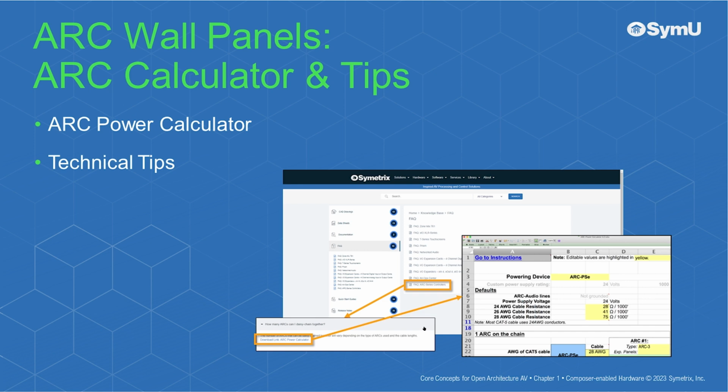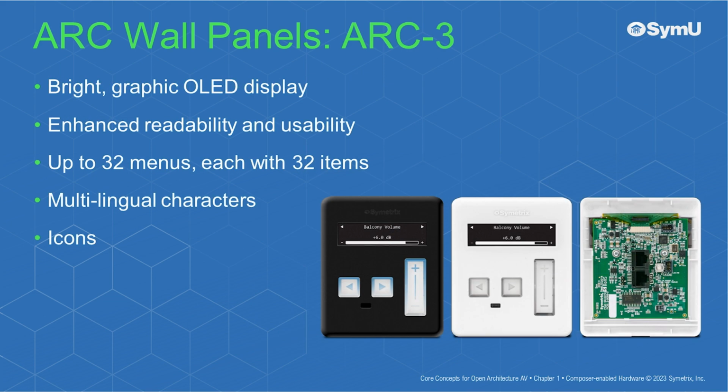Please refer to the ARC Power Calculator and ARC Network Design Tech tips on our website for more information on installing and powering ARC remotes. ARC 3 features a bright, graphic OLED display that enhances readability and usability and can be programmed with up to 32 menus, each with 32 items, supporting multilingual character sets and icons.